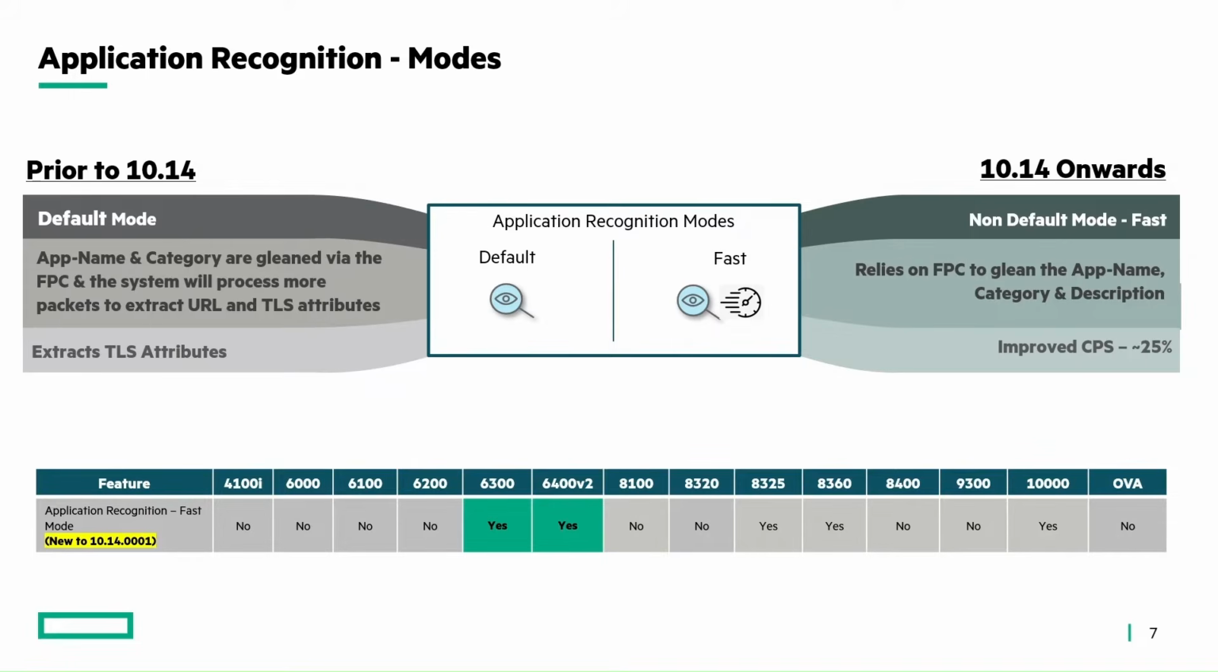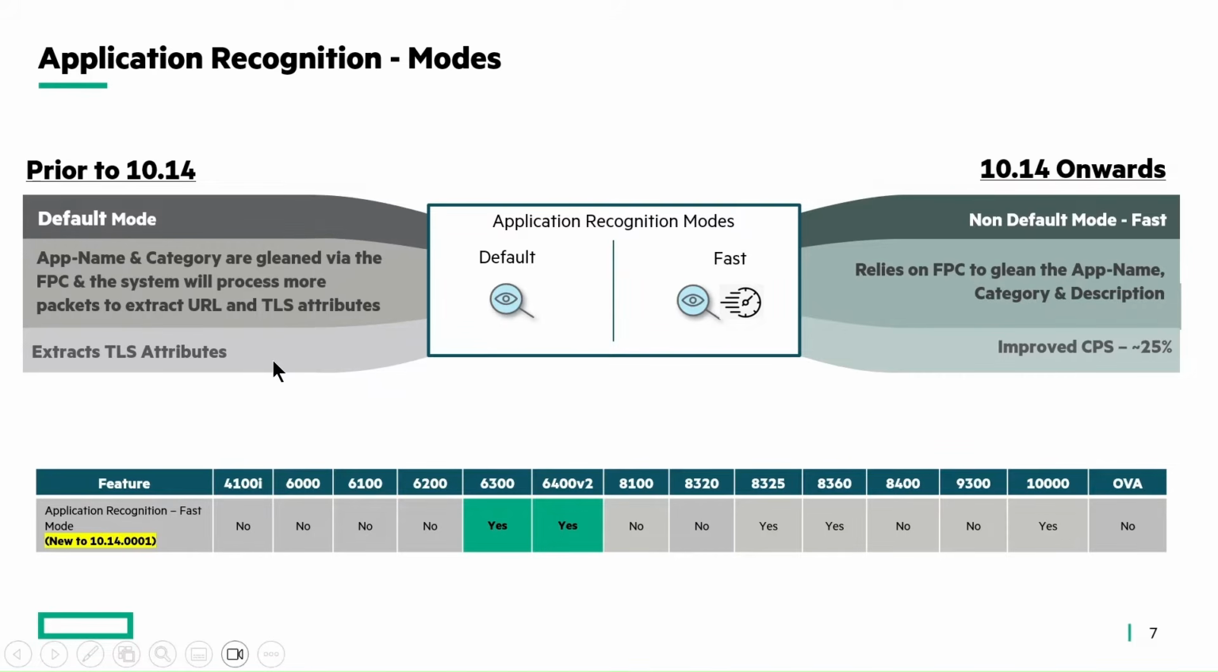So far we have seen the introduction about the fast mode. So let's see the difference between the default mode and the non-default mode, that is fast mode, introduced as part of the 10.14 release. Prior to the 10.14 release we had only the default mode, and in the default mode the application name and category are gleaned via the FPC and the system will process more packets to extract the URL and then the TLS attributes of the application flow. On the other hand, fast mode also relies on FPC to glean the application name, category and description only. So it doesn't process more packets for the additional attributes.